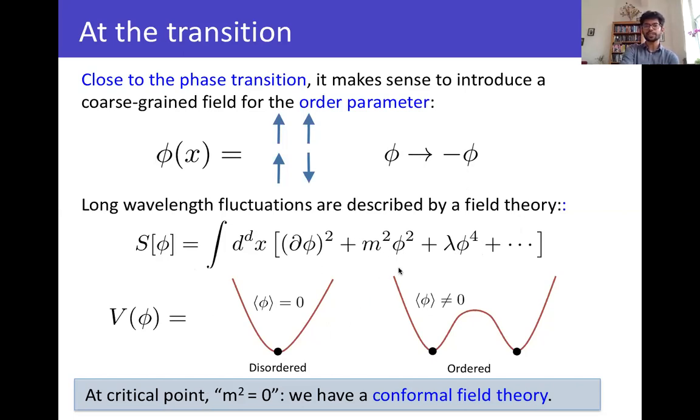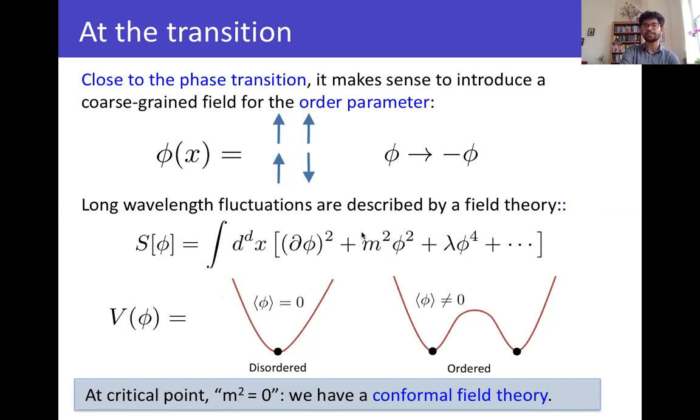So roughly speaking, the way that these two phases work, you can see in this picture here, we have some potential V of phi. If the mass here is positive, the potential is going to look kind of like this, and phi is going to settle down to the bottom of this potential. And what that means is the VEV of phi is zero, and the symmetry is unbroken. This is the paramagnetic phase.